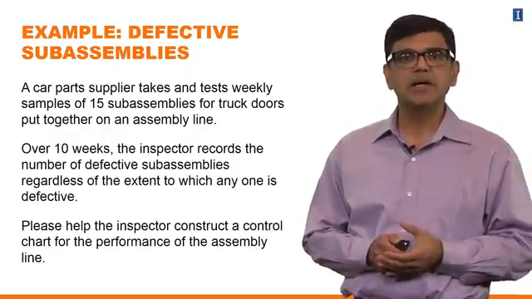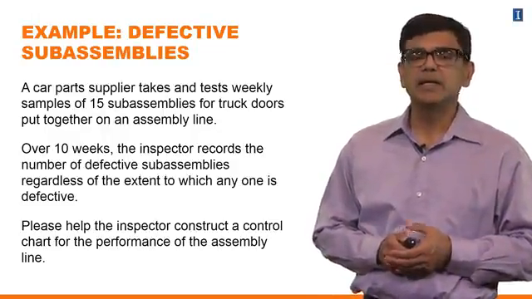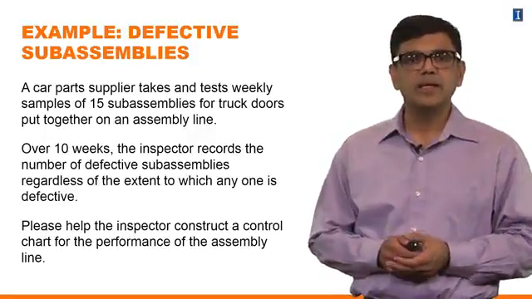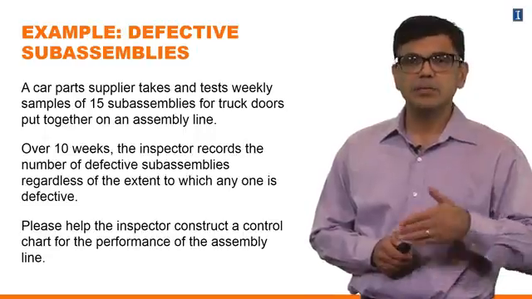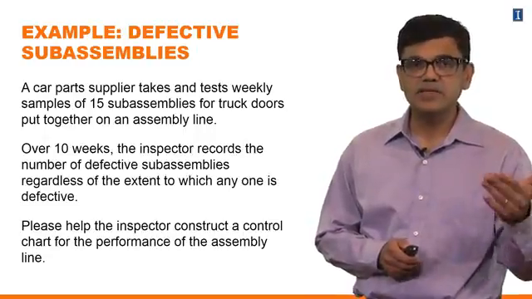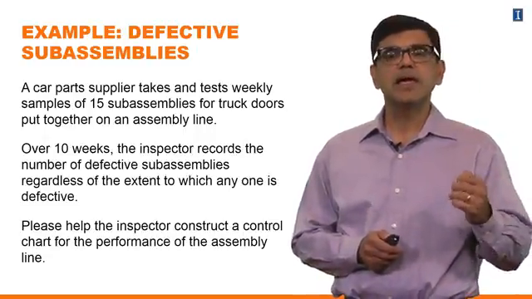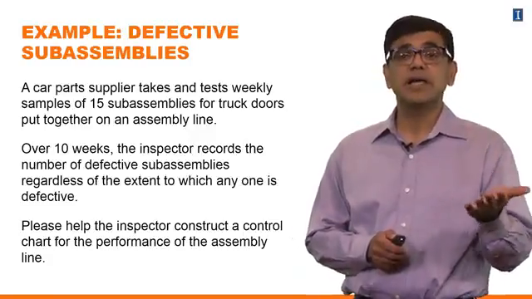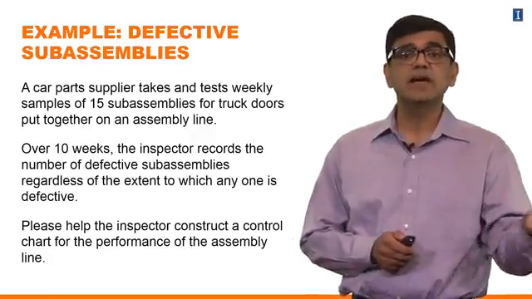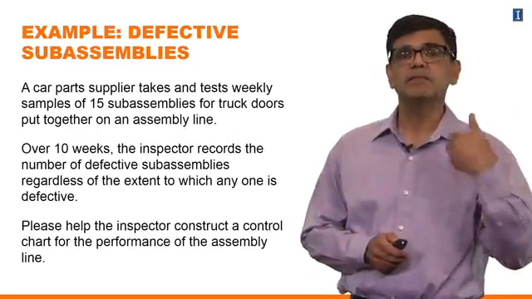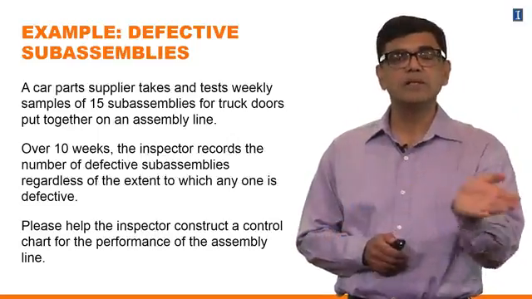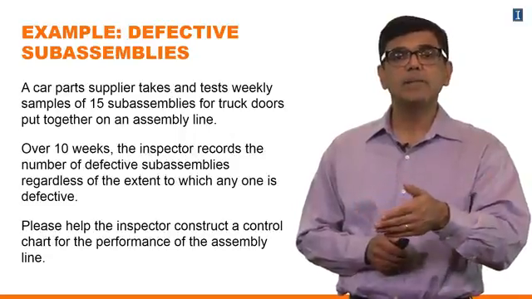These subassemblies are taken from the assembly line, and these are taken over 10 weeks. The inspector records the number of defective subassemblies. So what is the inspector doing? Looks at these 15 subassemblies every week and puts them in two different categories. Something that is defective and something that is not defective. So you have a truck door that's defective, a truck door that's not defective. It can be one or the other, right?